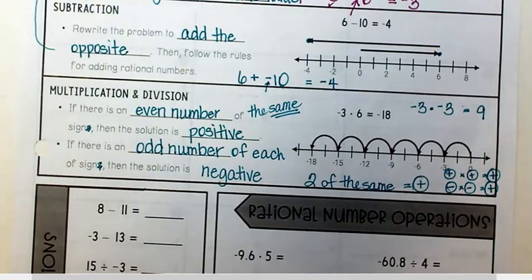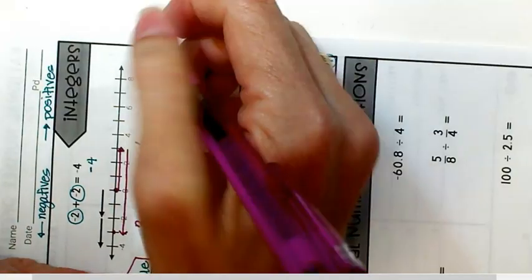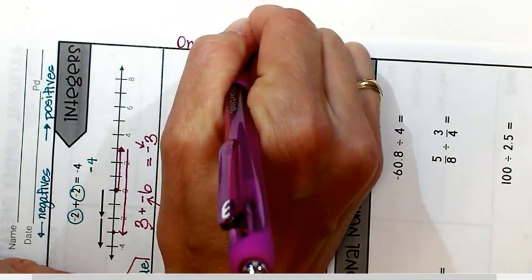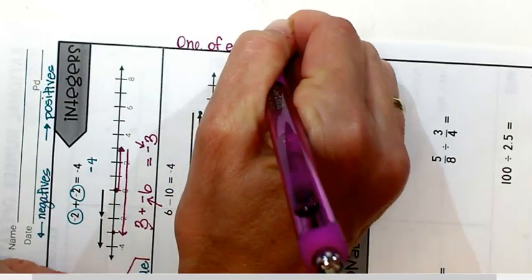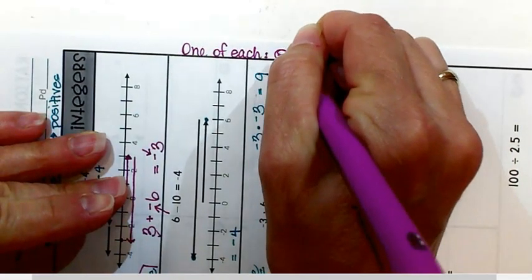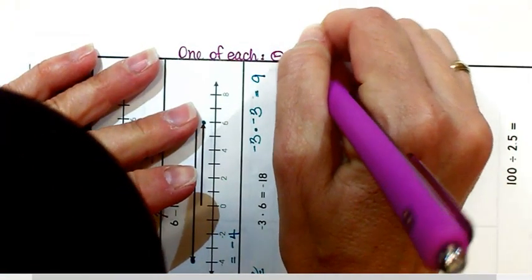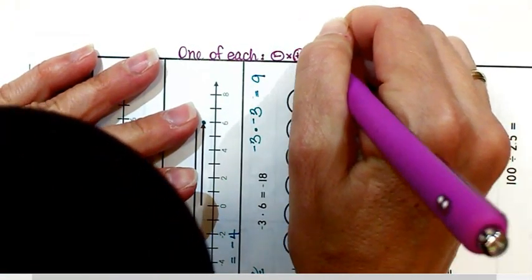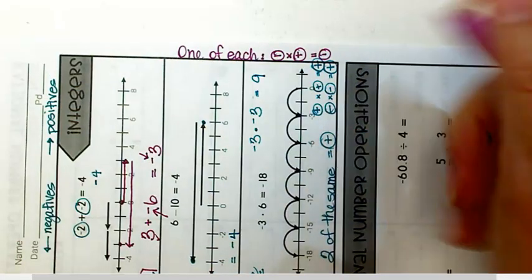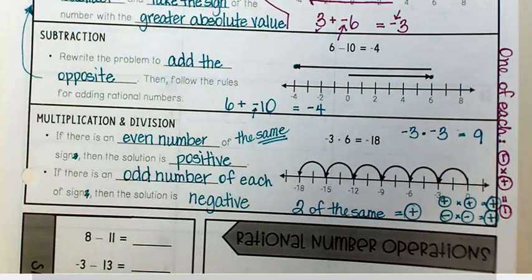Let me write, let's see. I'm running out of room. I'm going to turn this. One of each sign, like if I have a negative times a positive, my answer will be negative. So hopefully that's helping.